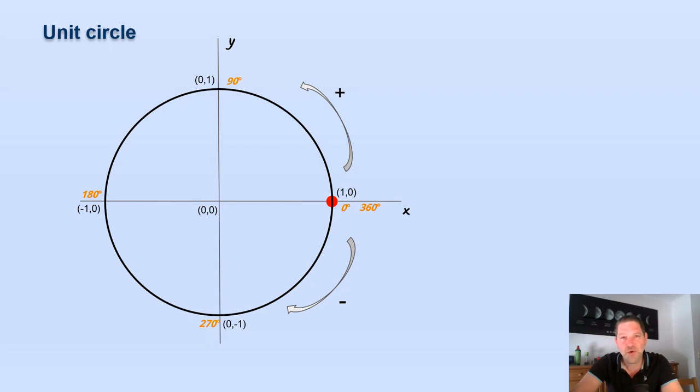The distance from the origin towards the circle circumference is the radius, and you can see it right here. And because it's a unit circle, it always has a length of 1. And the diameter is the full width of the circle.